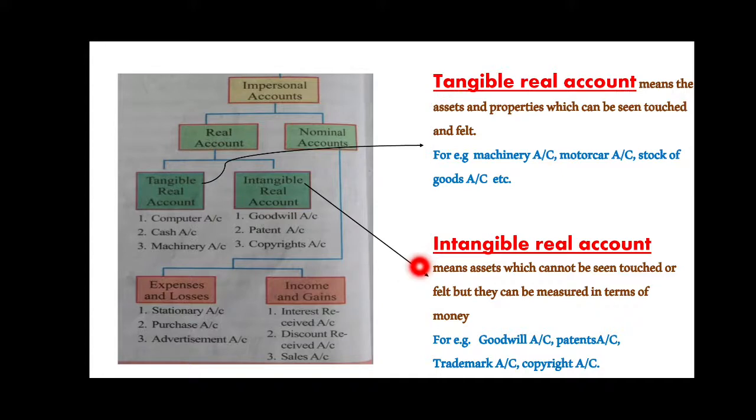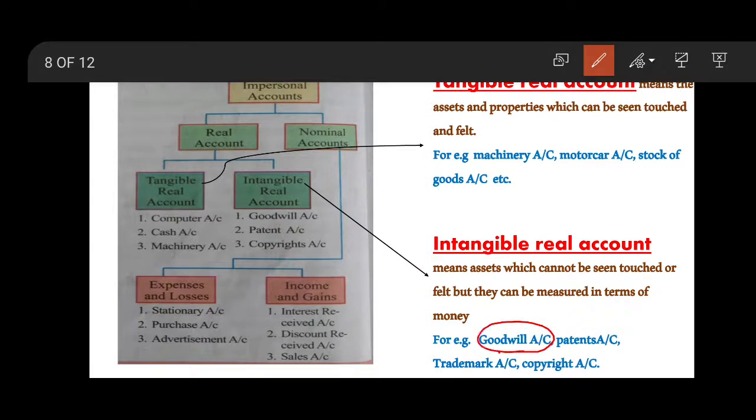And intangible real account, as the word itself indicates, means the assets which cannot be seen, touched or felt, but can be measured in terms of money. For example, goodwill. What is goodwill? Goodwill is what the company pays to buy an acquisition target. In other words, goodwill is the excess of purchase price paid for an acquired firm. The next example of an intangible real account is patent. A patent is a form of intellectual property that gives its owner the legal right to exclude others from making, using, or selling the property for a limited period of time.